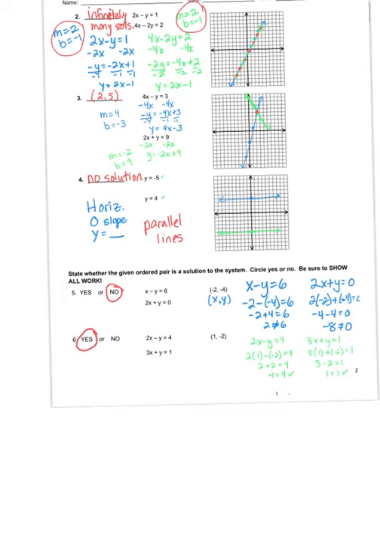Okay, so those are your notes for pages 1 and 2 of this packet, and you've got homework to do.